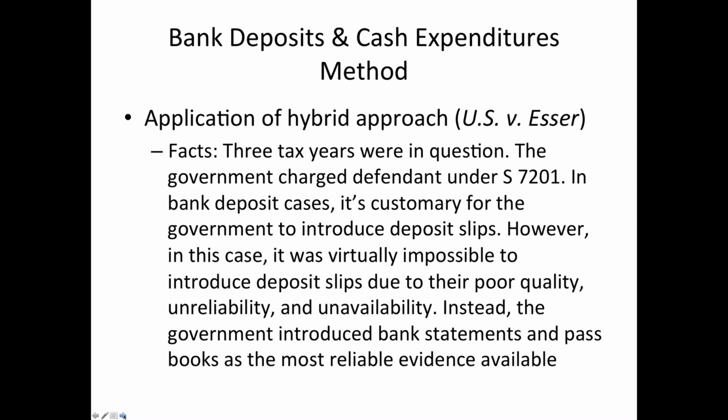And this is the application of the method. In this case of U.S. versus Esser, there were 3 tax years in question. The government charged defendant under Section 7201. In bank deposit cases, it's customary for the government to introduce deposit slips. However, in this case, it was impossible to introduce deposit slips due to their poor quality, unreliability, and unavailability. Instead, the government introduced bank statements and passbooks as the most reliable evidence available.